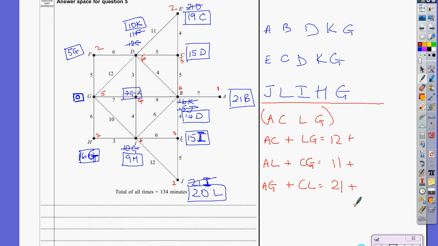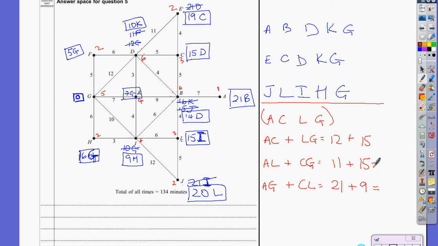Right, L to G, where is L? Is 15 then to G. C to G is also 15. And C to L has got to be 5 plus 4, I would have thought, yeah, which is 9.